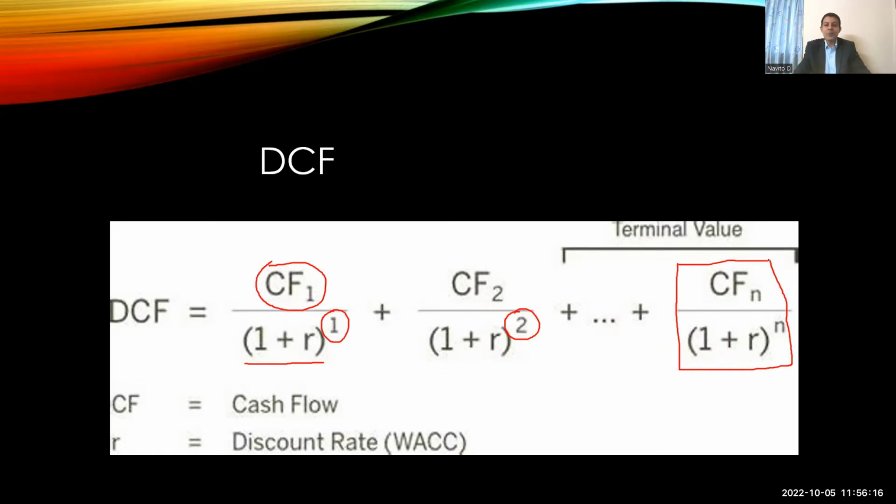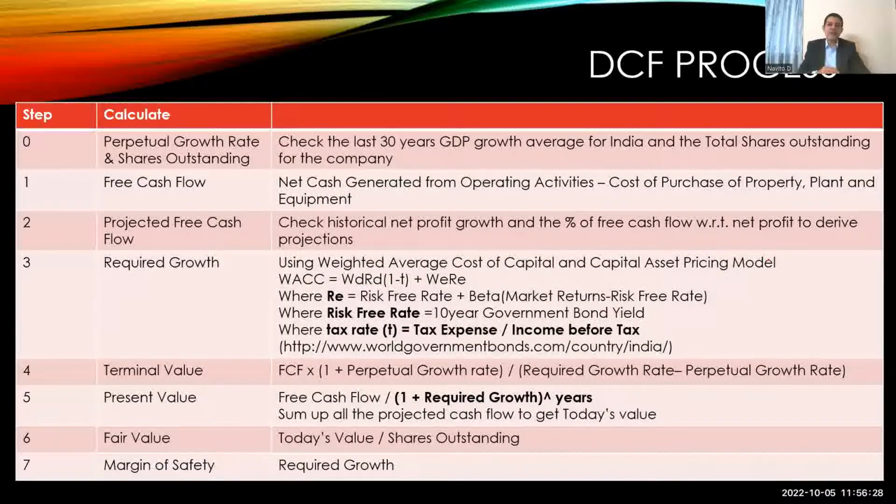So now that we know what are the parameters which we want to determine to identify our fair value of the company using the discounted cash flow model, let us go to a step-by-step approach which we can feed into the formula subsequently. So our first step is to identify the perpetual growth rate of the company.